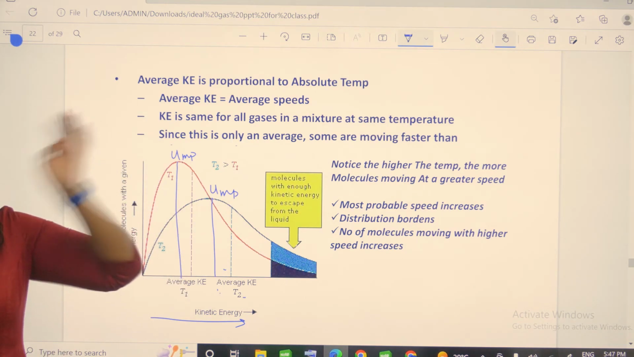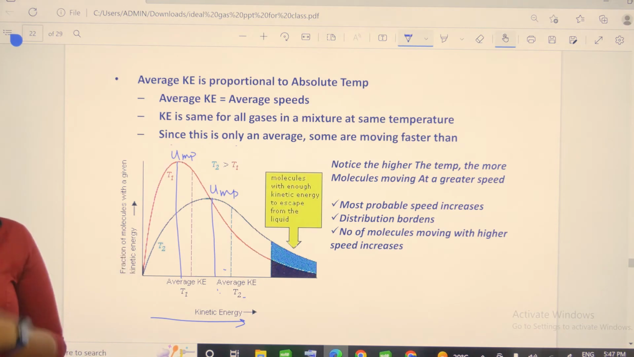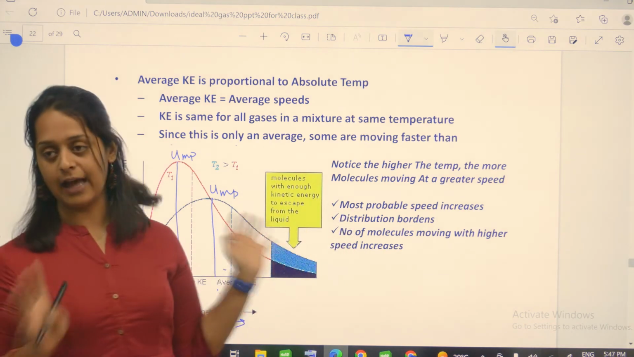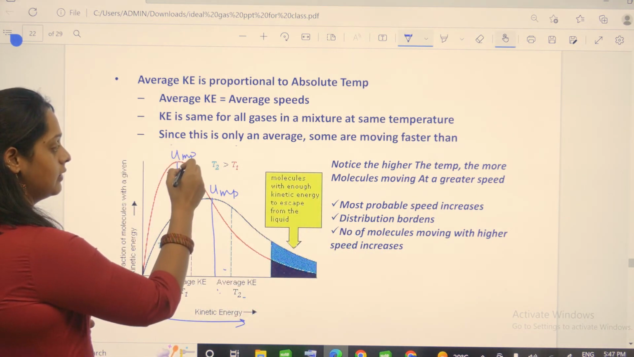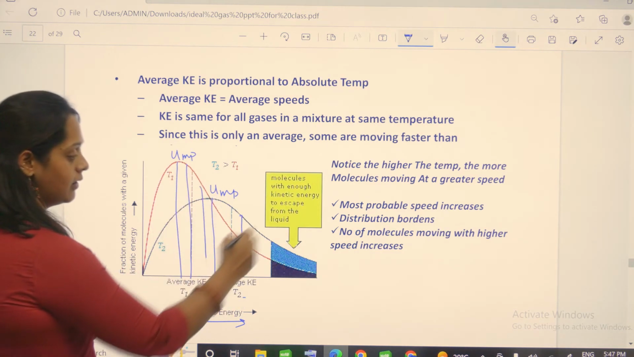On increasing the temperature, randomness increases. The number of collisions will increase. That is why these 3 things happen. So the most probable speed is increasing, the average will also increase, and RMS will also increase.